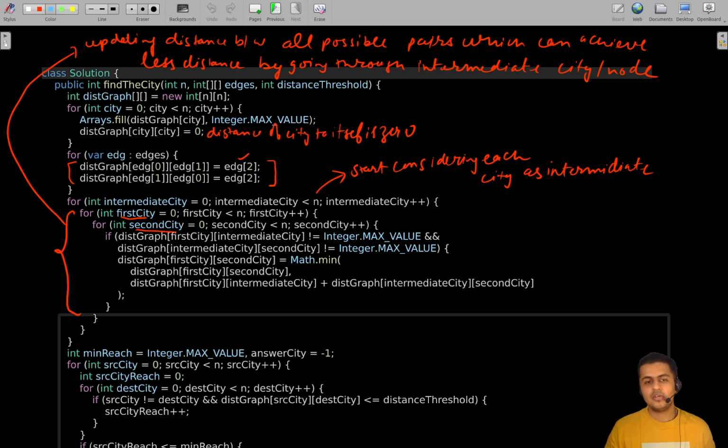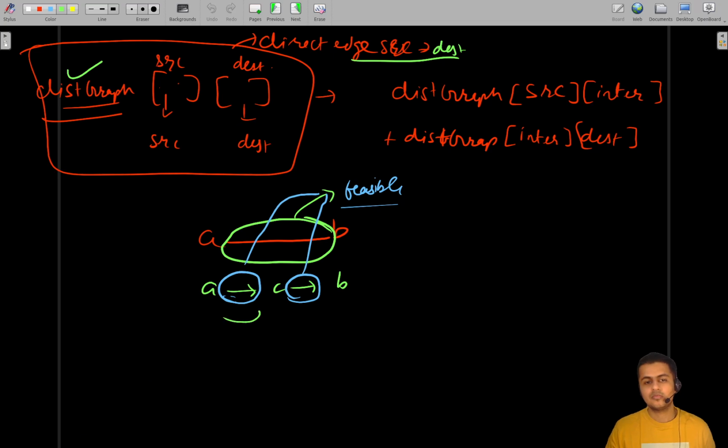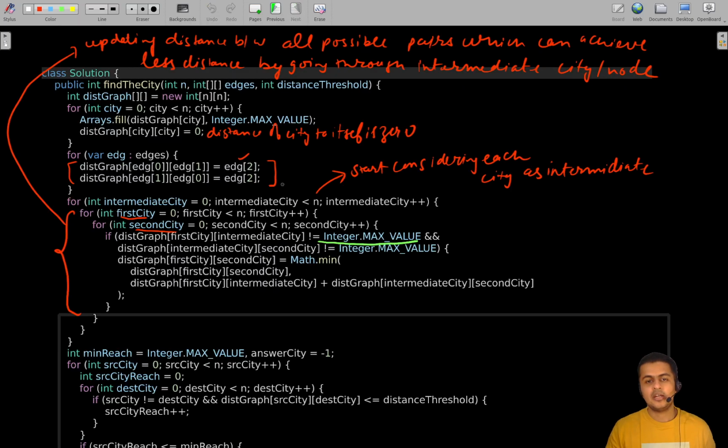So that's what we are doing here. We are checking, let me change the color here, whether these edges exist or not. From the first city to the intermediate city, this particular edge, this edge we are talking about. From the first city to the intermediate city, and then similarly from the intermediate city to the second city, and this should exist. Otherwise it will be difficult for us.